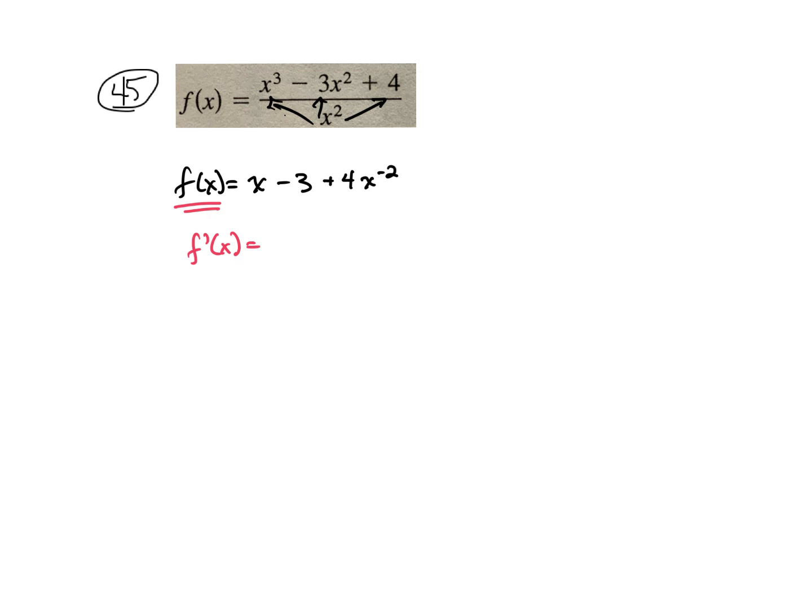And then what's the derivative of x? 1. And then what's the derivative of negative 3? 0. Why is it 0? Because it's constant. Very good. And then what's the derivative of 4x to the negative second? What comes out front? Negative 8. Love it. And then x to the what? Negative third. However, this is my childhood, so we need to rewrite it. And so now I end up having 1 minus 8 over x cubed. And there we're done.